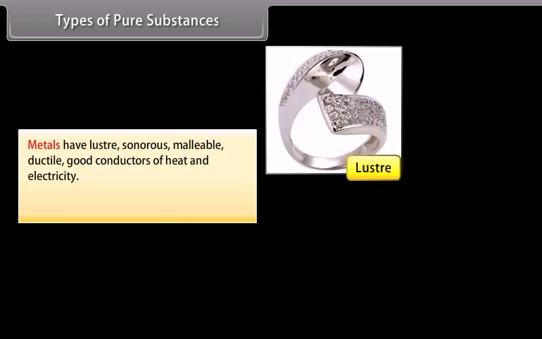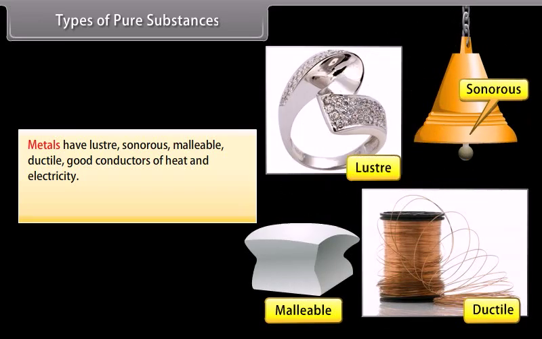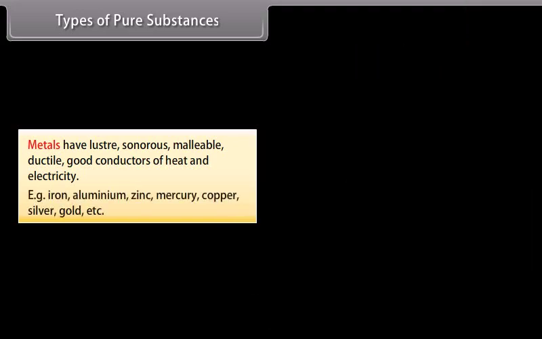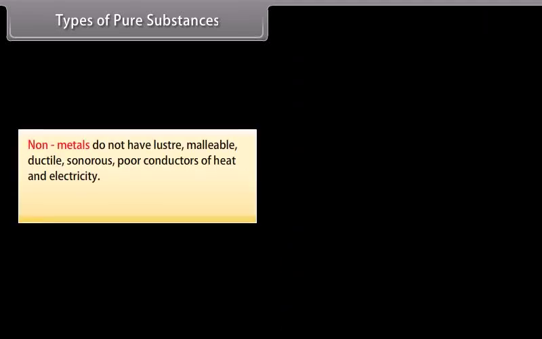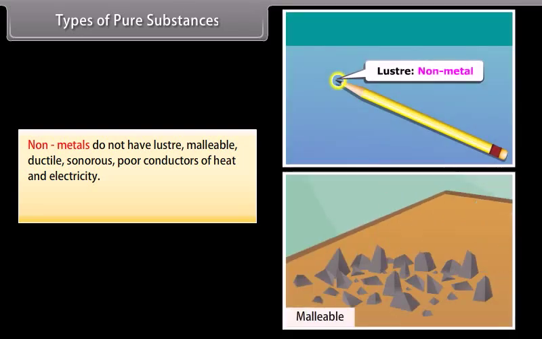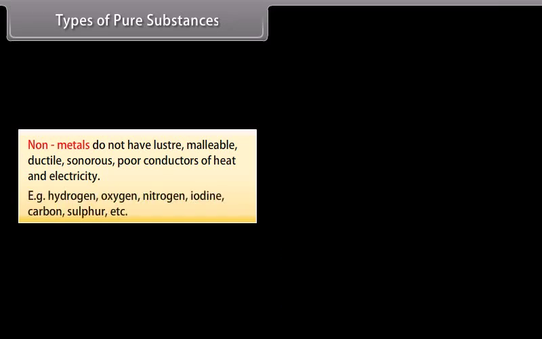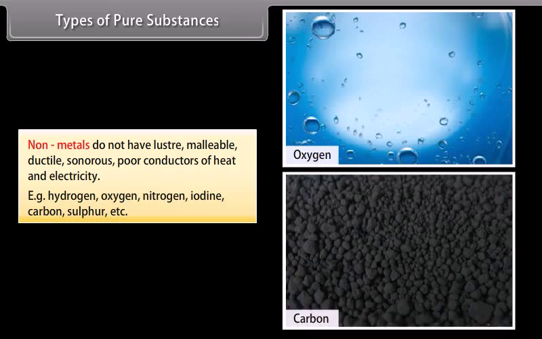Metals have luster, are sonorous, malleable, ductile, and good conductors of heat and electricity. Examples: iron, aluminium, zinc, mercury, copper, silver, gold, etc. Non-metals do not have luster, malleability, ductility, or sonorousness, and are poor conductors of heat and electricity. For example, hydrogen, oxygen, nitrogen, iodine, carbon, sulfur, etc.